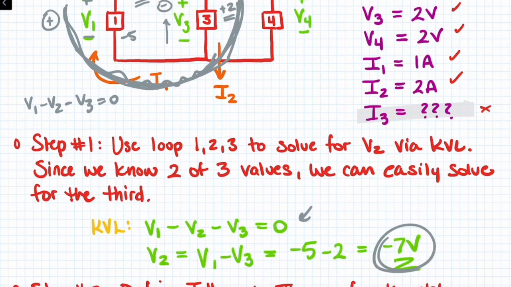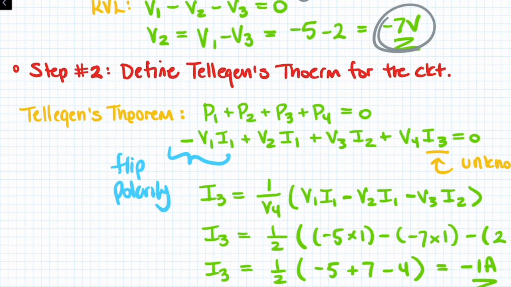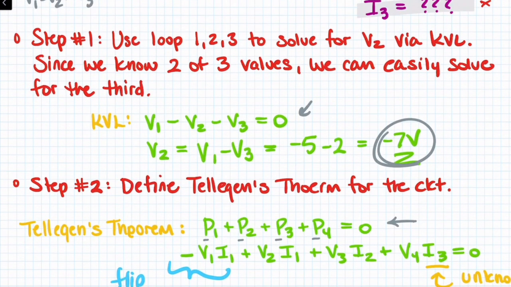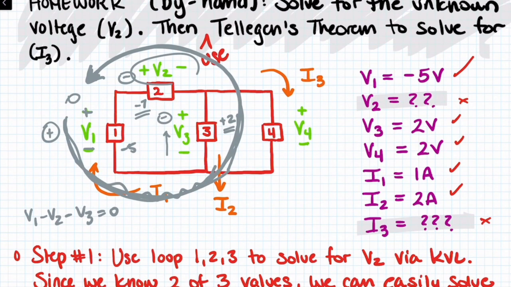All right, now let's define Tellegen's theorem for that same circuit and see if we can solve for the unknown current. So what I did was I set up Tellegen's theorem right here, which says P1 plus P2 plus P3 plus P4 equals 0. Now remember, for Tellegen's theorem, it's not just a single loop. It's every single element in that circuit. So we have to include all 4.